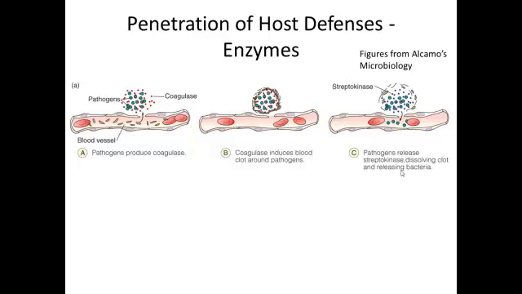So you can see why it would be a benefit to the pathogen to produce both coagulase and streptokinase. That's a way of penetrating host defenses. They're hiding from white blood cells.